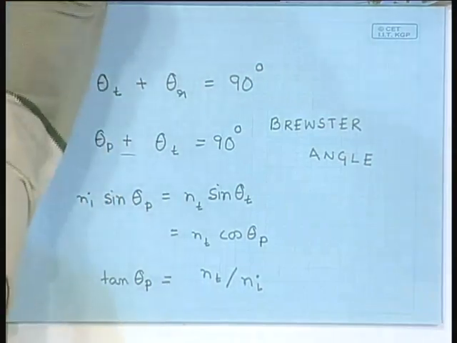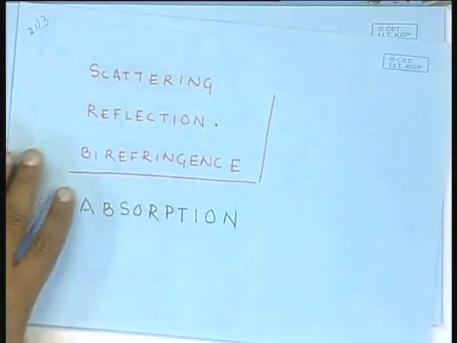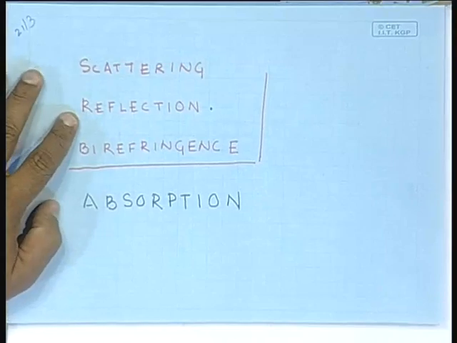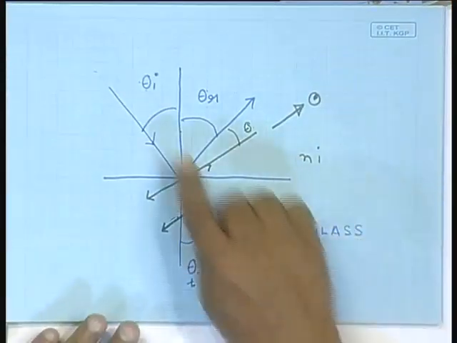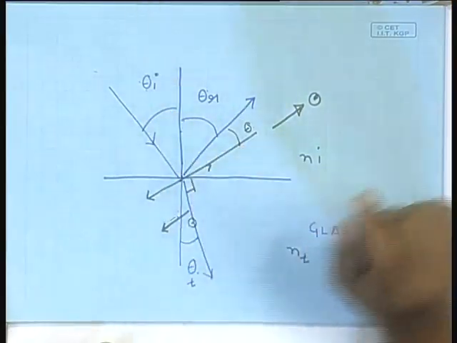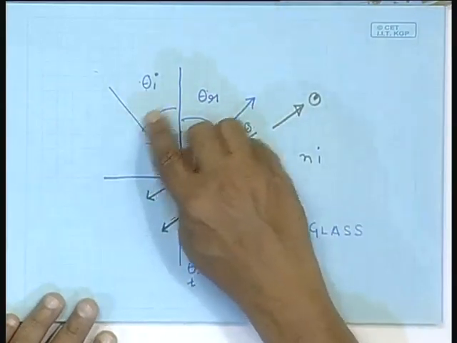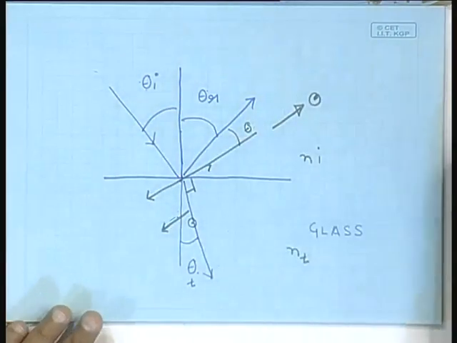We have been studying how reflection introduces polarization, and what I told you is that there is a certain angle of incidence called the polarization angle or the Brewster angle.